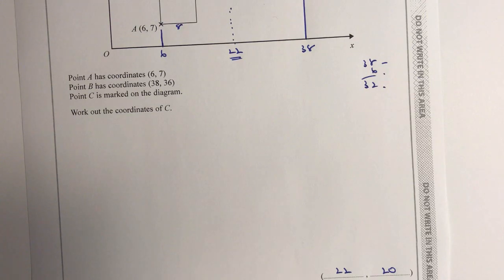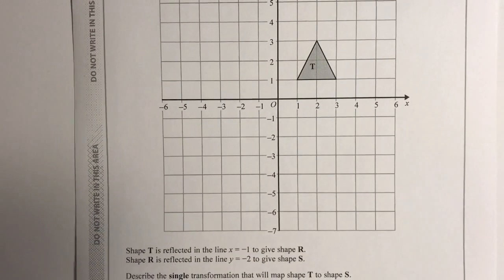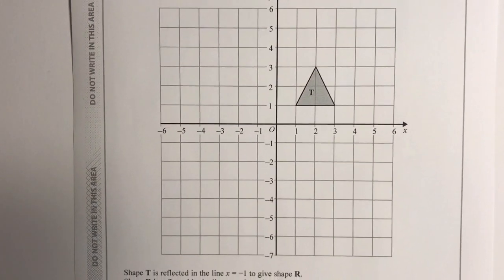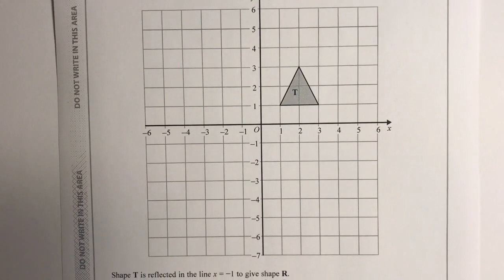Okay, let's move on. Finally then, we're going to move on to question number 7. And this is where we've got one of these reflection, rotation type questions, which are proving to be very popular, I think, with a lot of the Edexcel papers. Okay, so it says shape T is reflected in the line x equals minus 1 to give shape R. So the first thing that we've got to do is identify where x equals minus 1 is.